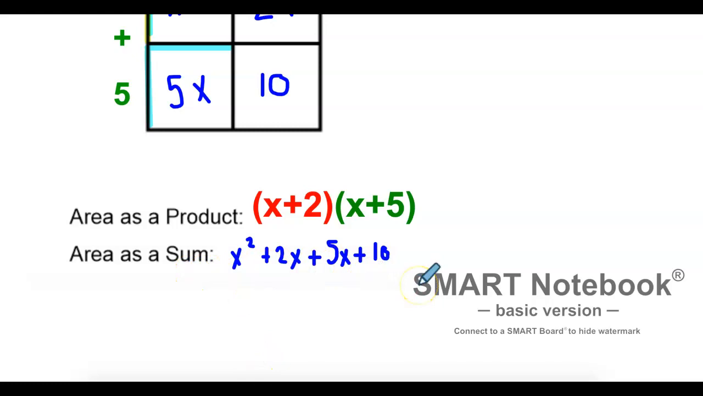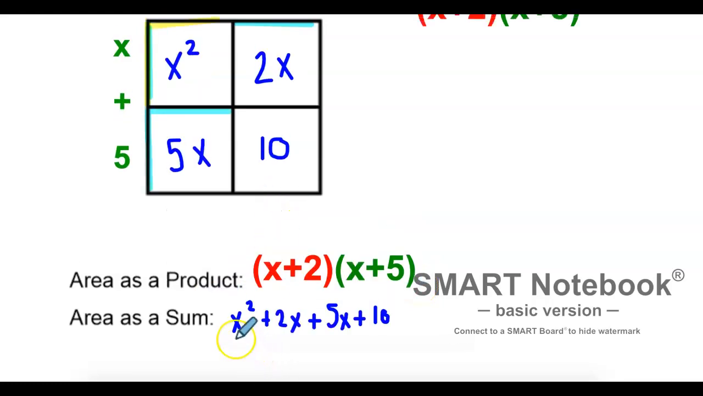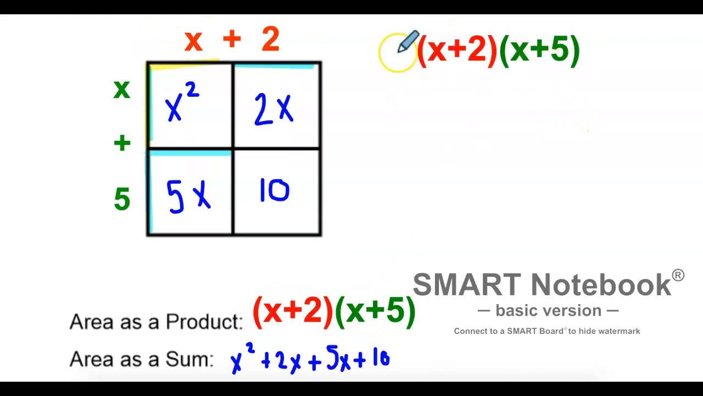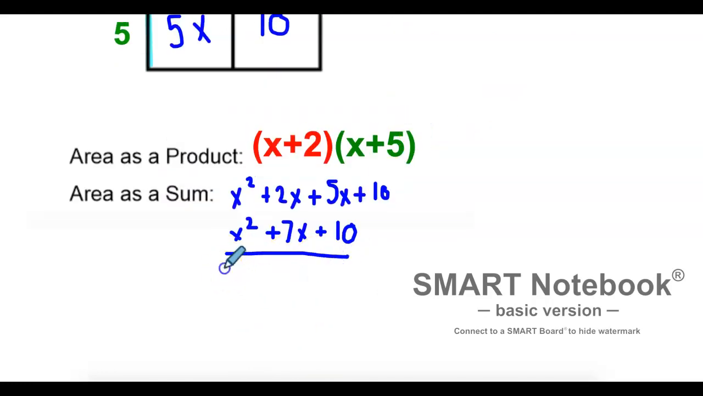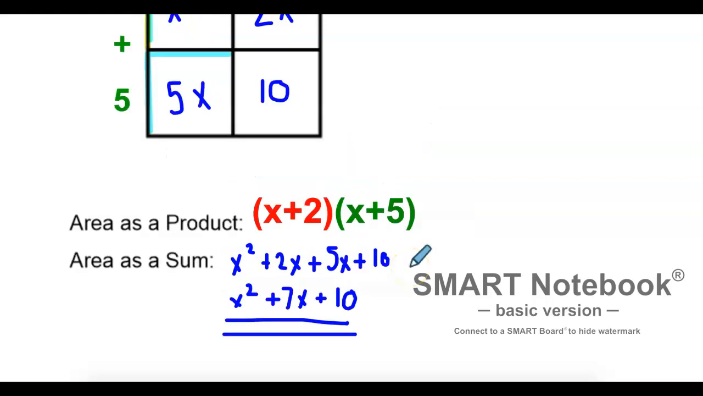Now that we have this written out, we're going to combine our like terms. So if we look here, x squared, there are no other x squared terms here, so this is just going to stay as x squared. Now 2x plus 5x, those are like terms because they both have an x, so we can add those together. That's going to give us 7x. And then 10 is our only constant, so here we're just going to have plus 10. So when we multiply these two binomials, x plus 2 times x plus 5, our answer is x squared plus 7x plus 10.